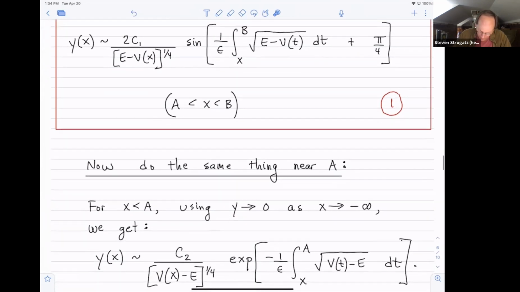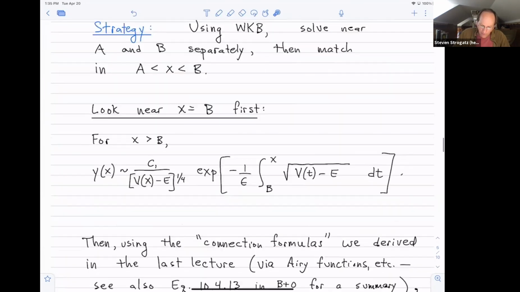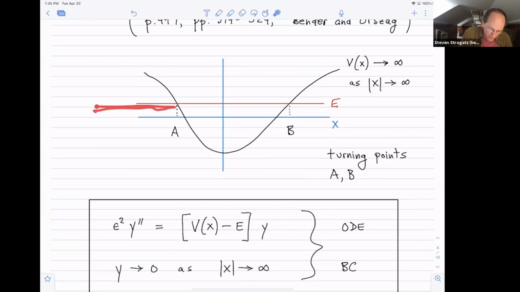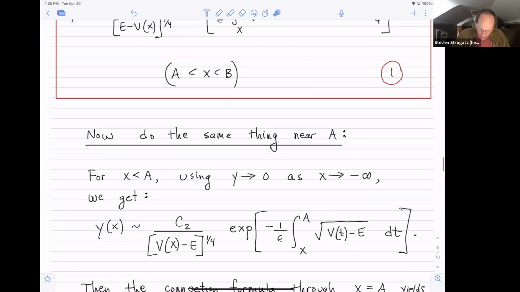And so I get my exponentially decaying behavior over there for x's that are less than a. So in terms of the picture, I'm now way the heck over here, right? I've got exponential decay of my y going this way. Those are x's less than a. Then I tunnel through to a and come into the oscillatory region.